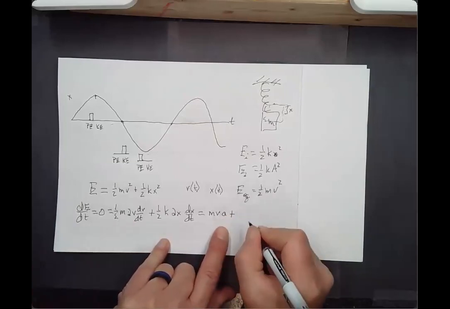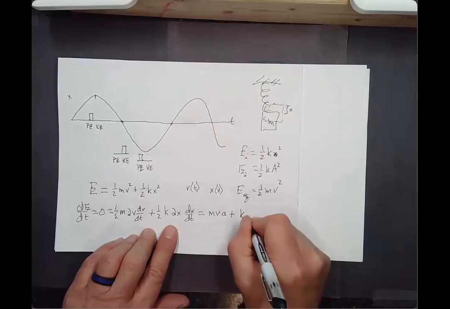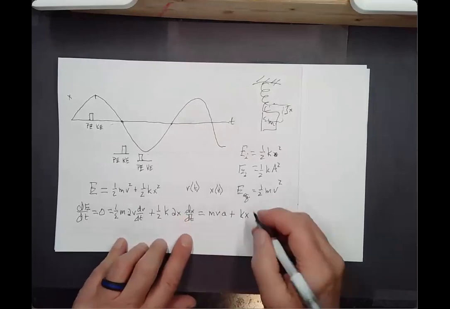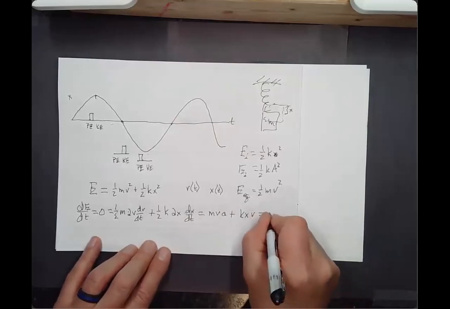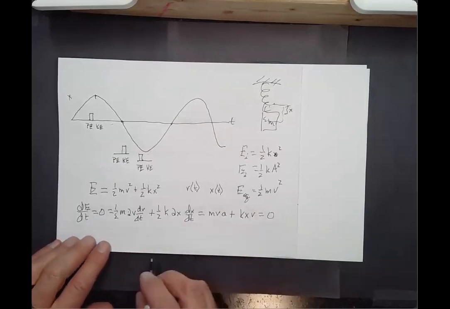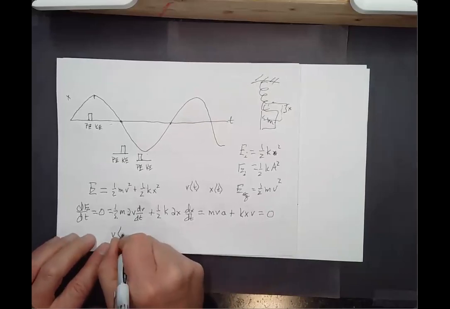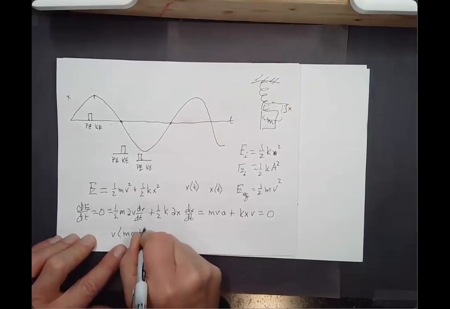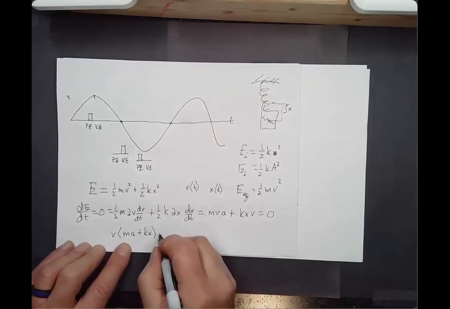Let's see, plus, what else have I got here? I've got 1/2 times 2 again. I've got kx. What is dv/dt or dx/dt? It's v, right? And so that's what I have, and this is supposed to equal 0. Well, I can factor a v out of the two sides, and I'll have v times (ma plus kx), and that's equal to 0.